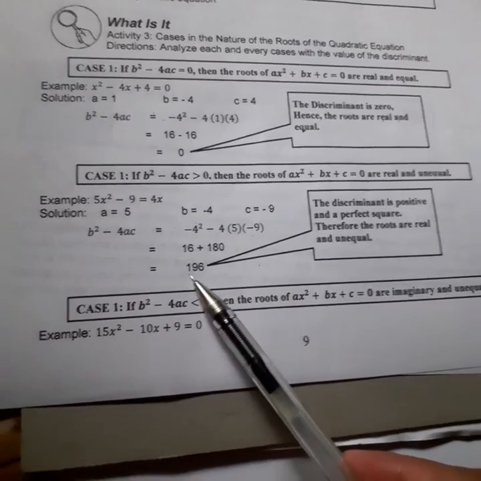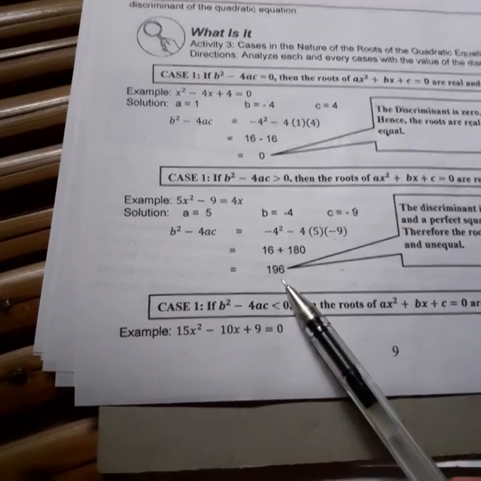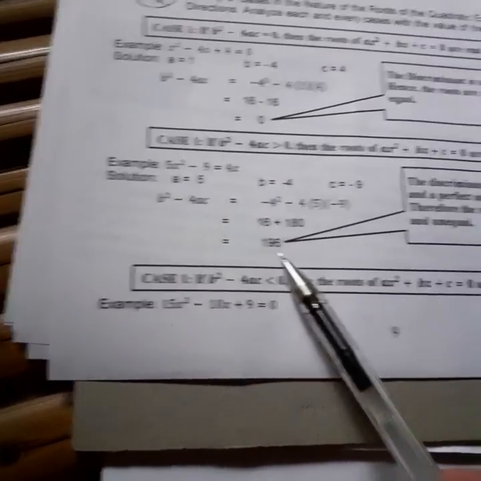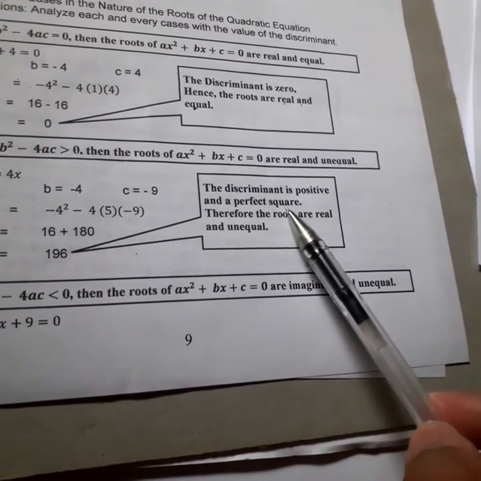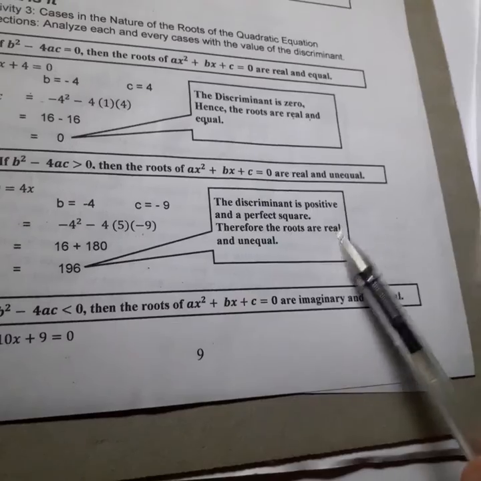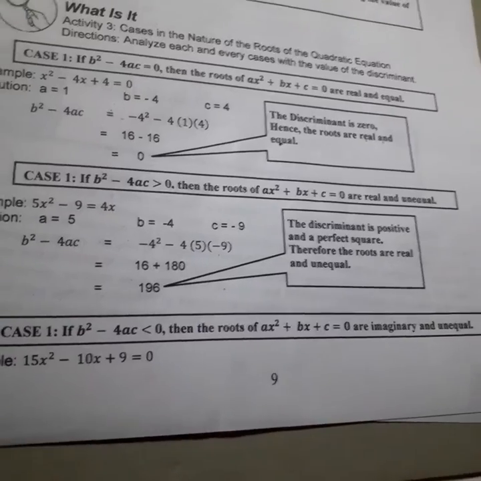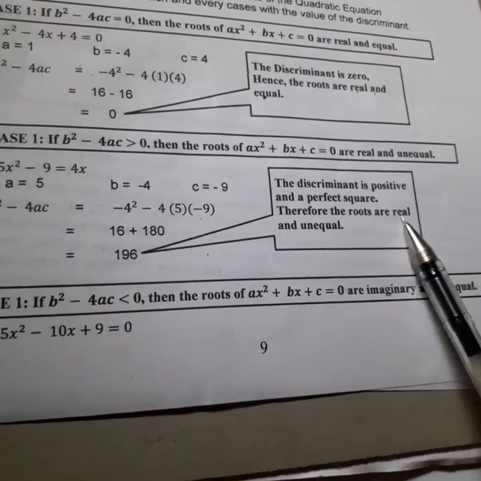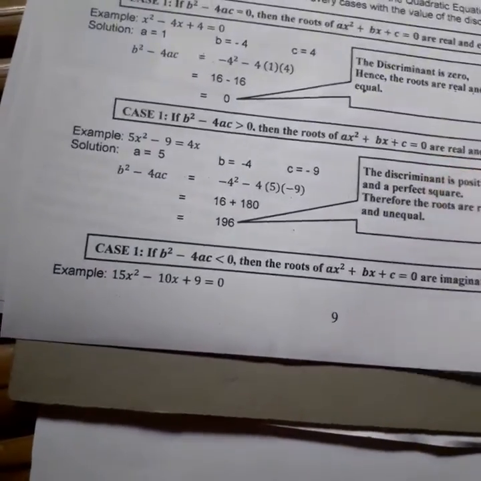So, since we have the answer 196, kabalot nga si 196 is greater than 0. Diba? Klaro kayo, mas dako si 196 sa 0. So, therefore, the discriminant is positive and a perfect square. Therefore, the roots are real and unequal. Since our answer is greater than 0, the roots are real, tinuod, and unequal. Okay, let's have case 3.